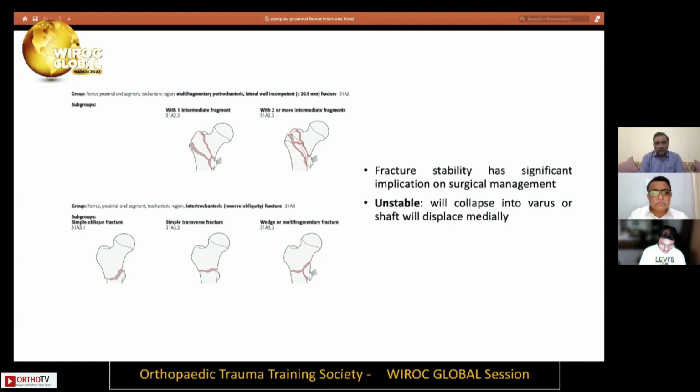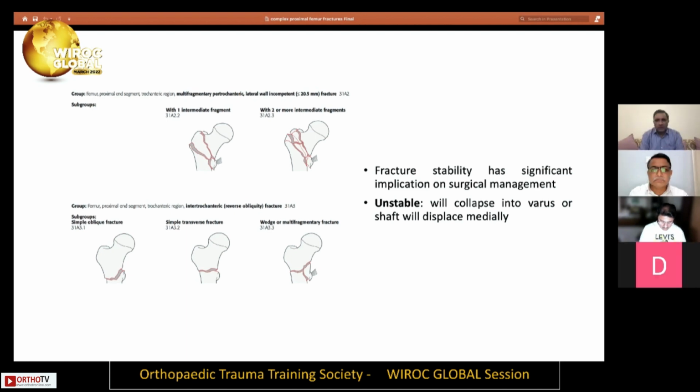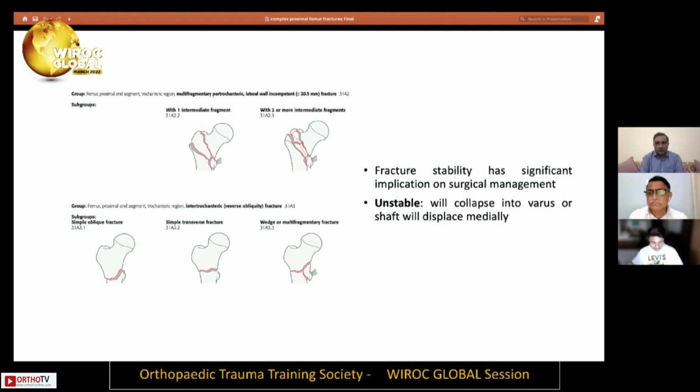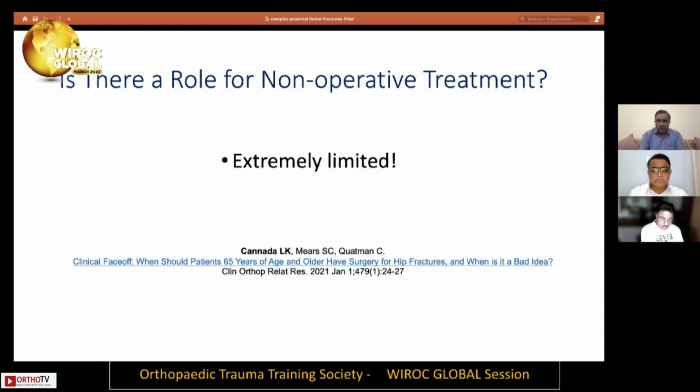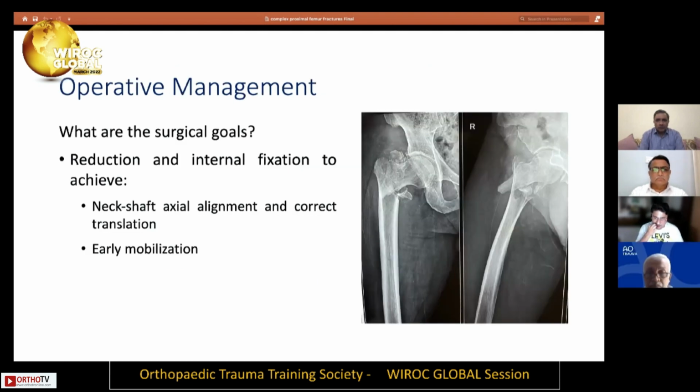Based on this classification, we need to define whether it's a stable configuration or an unstable configuration, because that has significant impact on how we are going to manage this kind of fracture. Unstable fractures tend to collapse into varus, or the shaft will displace medially in case of reverse oblique fractures. So the next obvious question is whether we can treat such fractures non-operatively. Probably not in today's time, when we have expertise and implants available. Non-operative treatment has a very limited role today, so most of these fractures we tend to treat operatively.